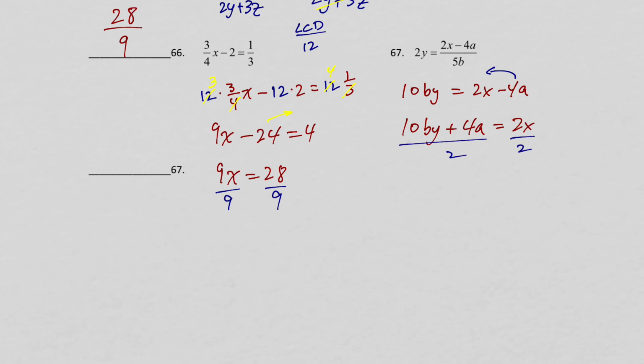But I can't leave this fraction the way it is because I have 3 terms, 1, 2, 3, and they're all divisible by 2. So I have to cancel out the 2.